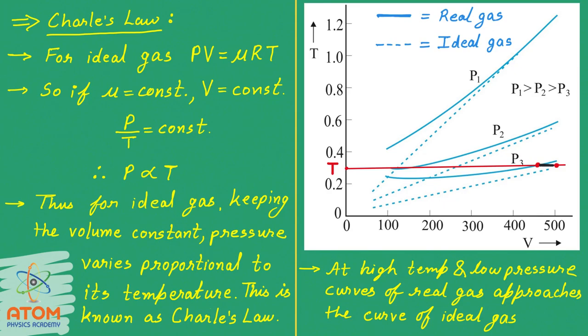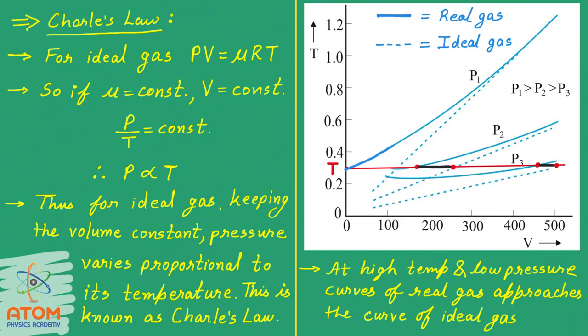But if I take a higher pressure, let us say P2, then the distance between the curves of real gas and ideal gas is comparatively large. You can see this is the distance between real gas curve and ideal gas curve. Now, if we move further and consider the curves of pressure P1, which is rather incomplete, first of all, I have to complete the curve. Here is the curve of P1.